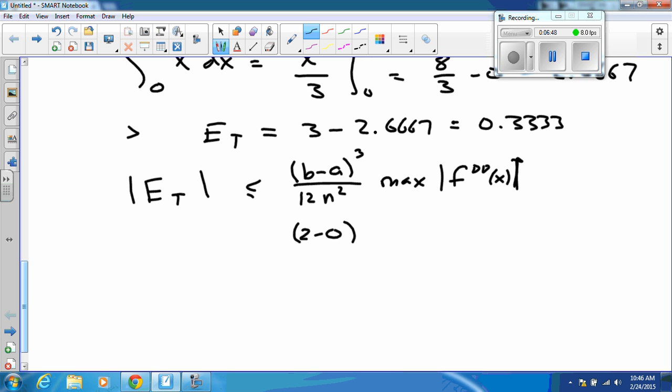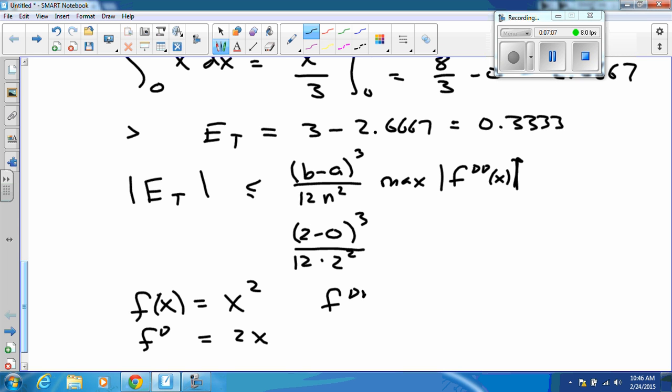So we need some different components here. First, we need our b and our a, which are still 2 and 0. We need n, which is the number of trapezoids, like so. And we also need the maximum possible value of f double prime. Well, let's compute f double prime. If f of x, our integrand, is x squared, then f prime is 2x, and f double prime is 2, which is conveniently a constant, which means that its maximum value is 2.